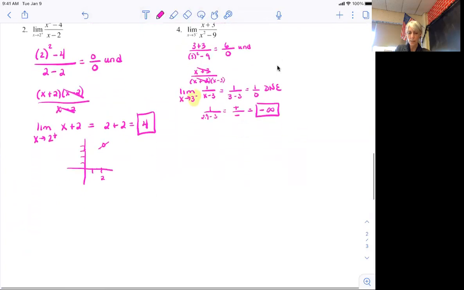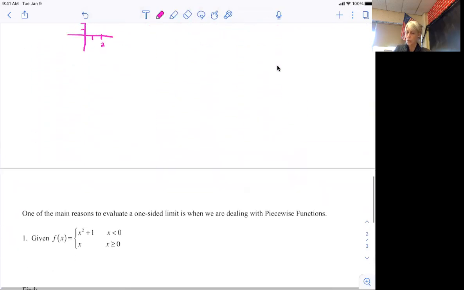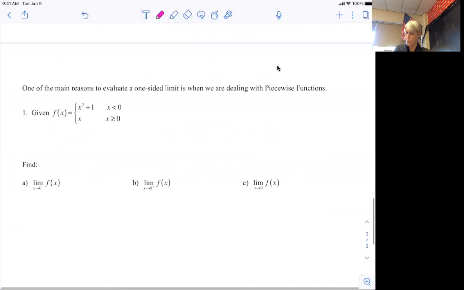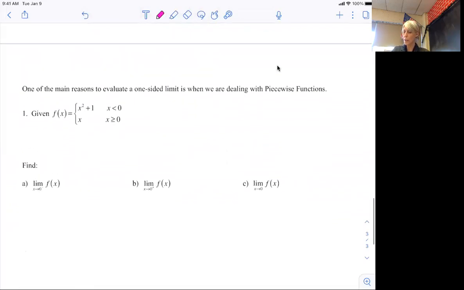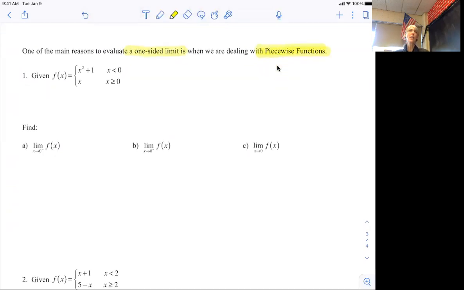Now, the real reason one-sided limits are so important in math is when we're dealing with piecewise functions. Because if you recall from our study of a piecewise function, it literally changes functions. So we have to see if the behavior is the same or different on either side of a value. Okay. We can do this without actually sketching the graph of the function. We can do this algebraically.